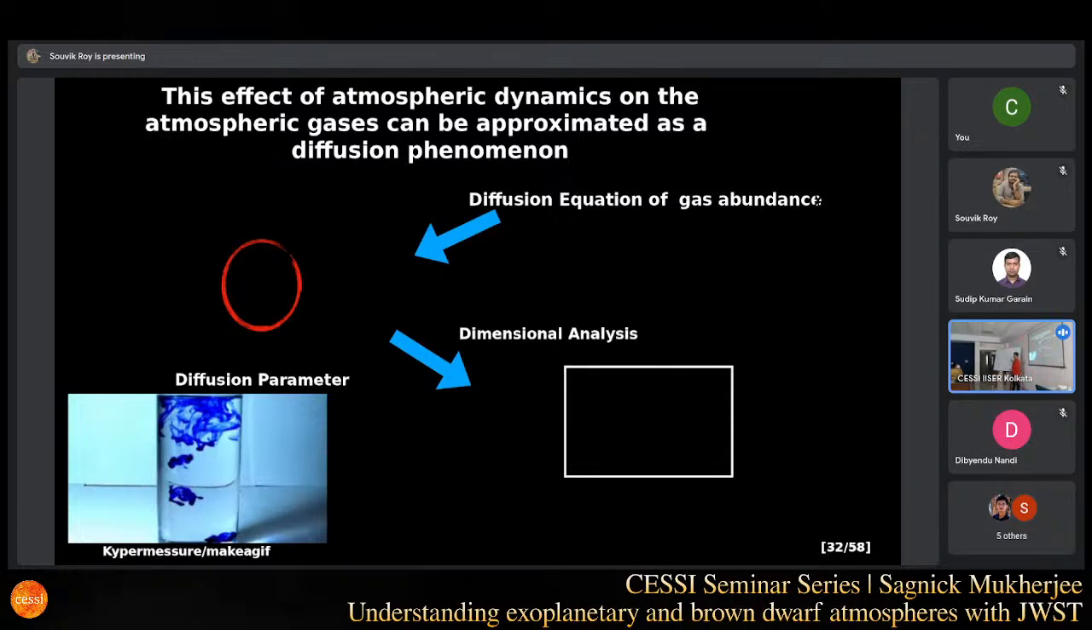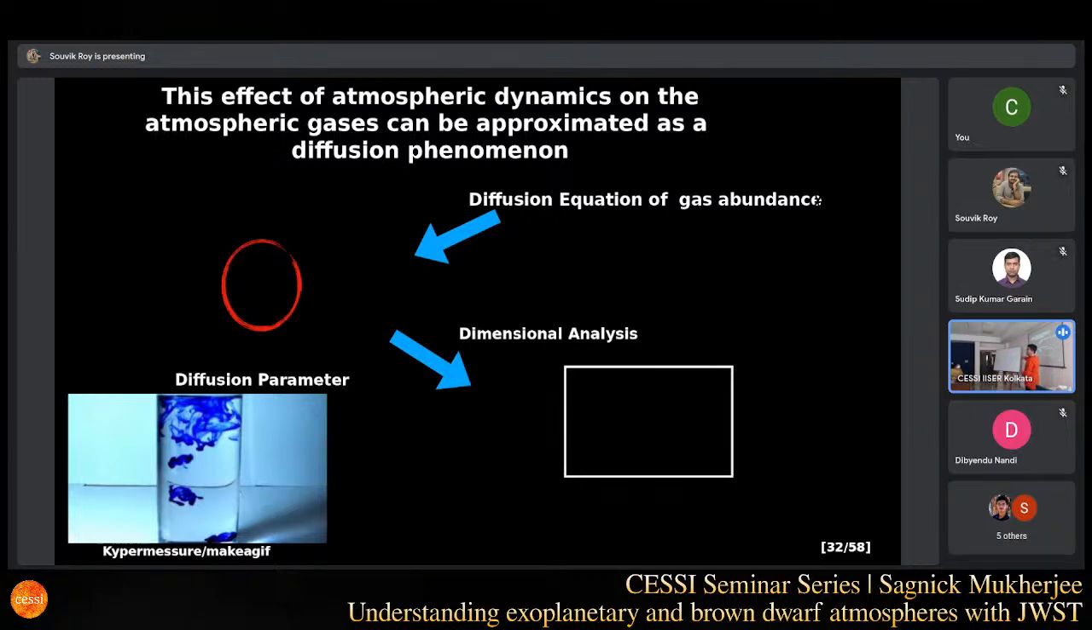Now, with some simple dimensional analysis, you can derive a time scale associated with diffusion. So what's the time this diffusion will take to spread everything around? That time is called the mixing time scale, and that time is inversely proportional to K_zz. What K_zz basically tells you is the strength of your dynamics. If your K_zz is high, that means the atmosphere is really dynamically active. If your K_zz is low, that means everything is static, kind of. And that you can see with the mixing time scale.